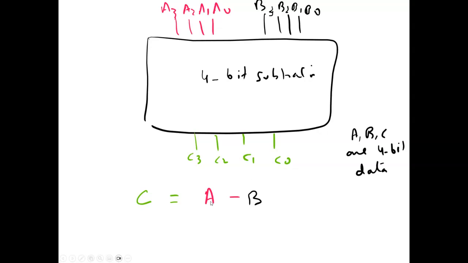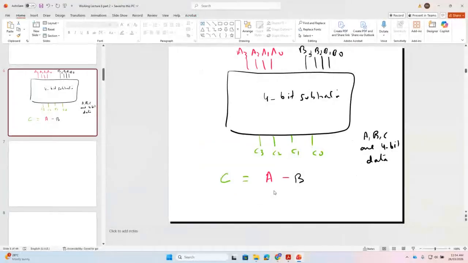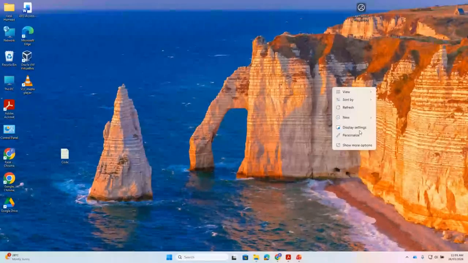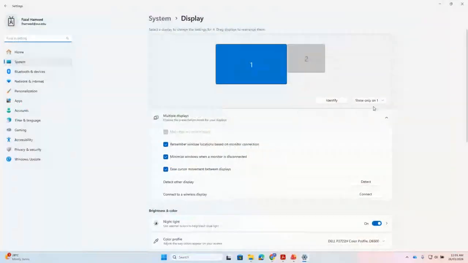What is the color of A in this example? Red. Right, the color of A is red. Now we have the color of A, which is red here. Oh, there's a problem. One minute, I need to just fix the display setting and duplicate this. Okay.